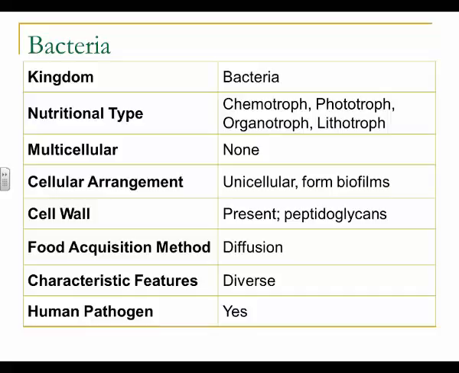And they acquire foods by simply either having a transport channel across that plasma membrane that divides them from the outside environment, or by diffusion, either active or passive transport. Very diverse characteristics, so the shapes help us to distinguish them quickly under the microscope.